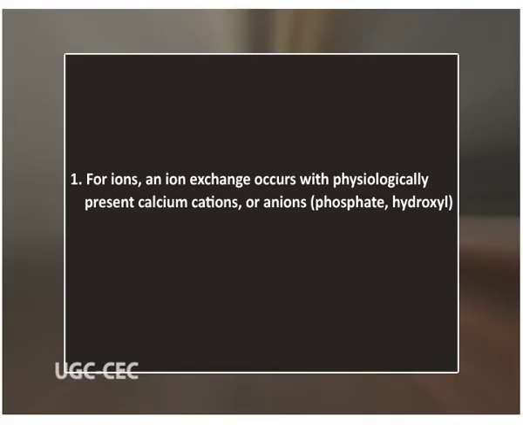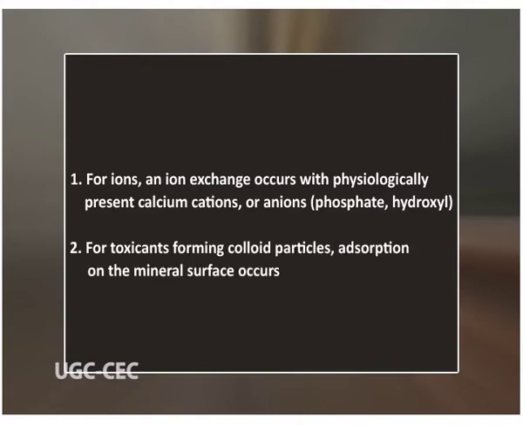And incorporation of toxicant into the bone occurs in two ways. Number first is for ions, where ion exchange occurs with physiologically present calcium cations or anions, for example phosphate or hydroxyl. And number second is for toxicants forming colloid particles, where absorption on the mineral surface occurs.